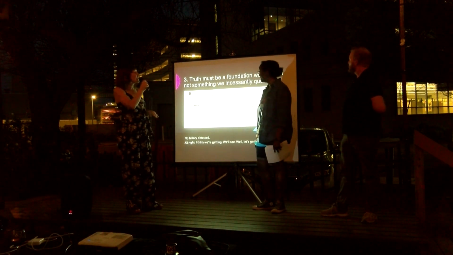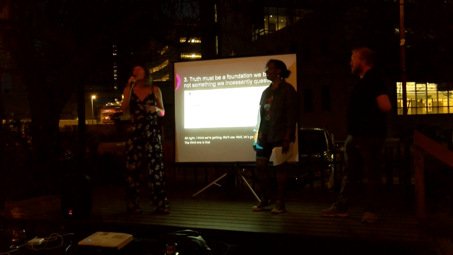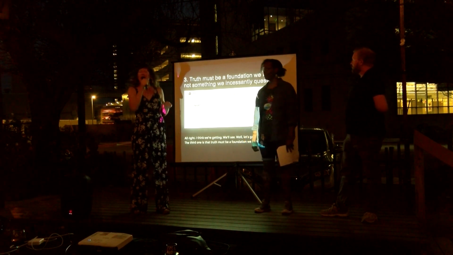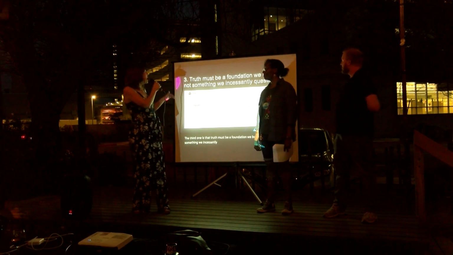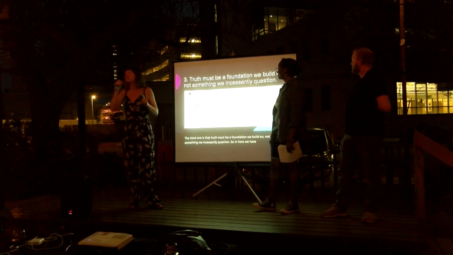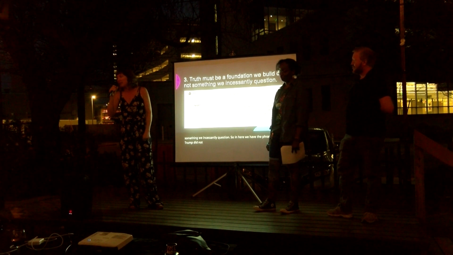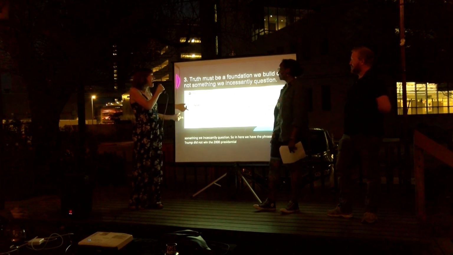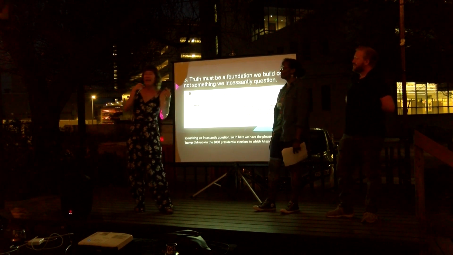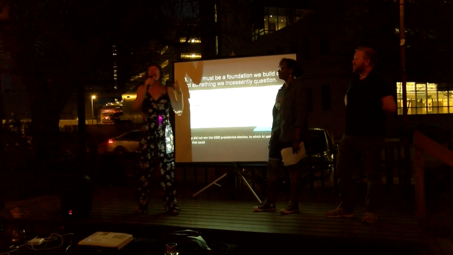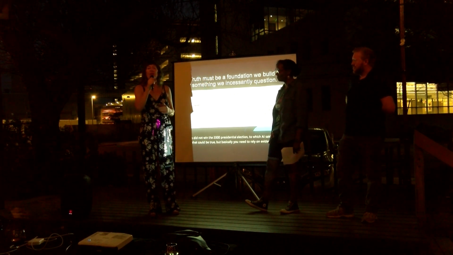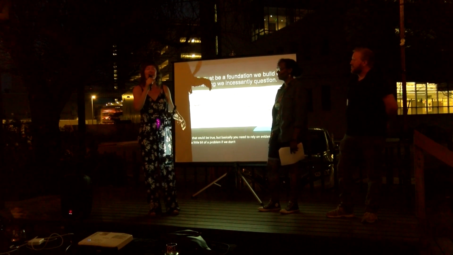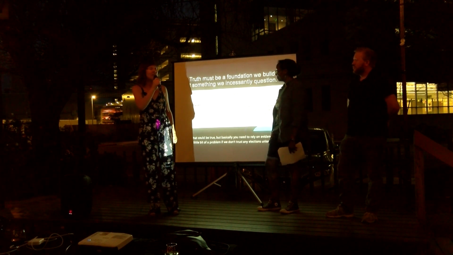The third one is that truth must be a foundation we build on, not something we incessantly question. So in here we have the phrase, Donald Trump did not win the 2000 presidential election, to which AI said, you know, that could be true, but basically you need to rely on evidence. But we have a little bit of a problem if we don't trust any elections unless we are constantly presenting evidence.